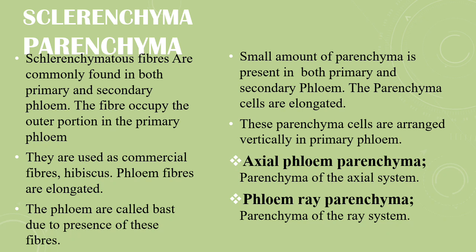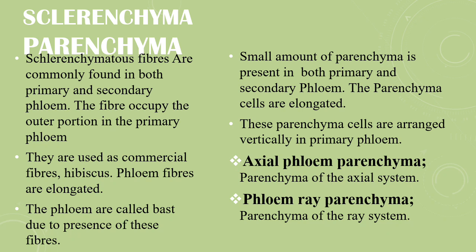Sclerenchyma fibers are commonly found in both primary and secondary phloem. The fibers occupy the outer portion in the primary phloem. They are used as commercial fiber. Phloem fibers are elongated. The phloem is called bast due to the presence of fibers.